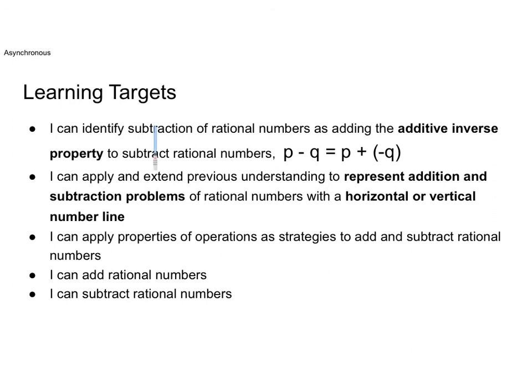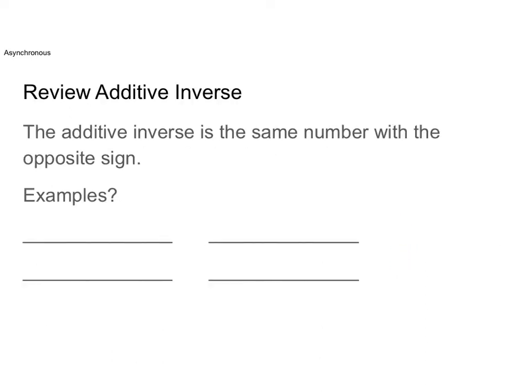Today you're going to be learning how to identify subtraction as adding the additive inverse property. So that means that P minus Q is the same thing as P plus, so I'm adding, and then the opposite of Q would be negative Q here. The other thing that we're going to be doing is that you're able to apply what you already know to represent addition and subtraction problems in a vertical or horizontal number line.